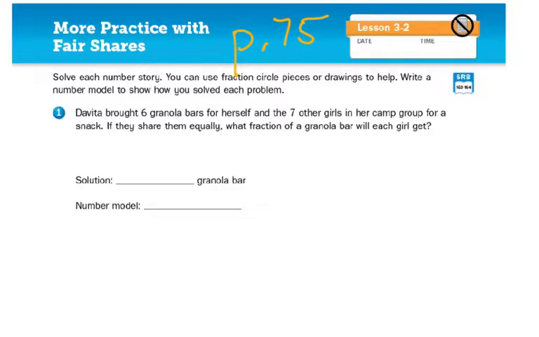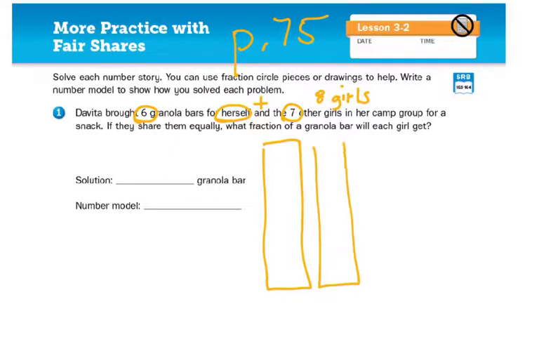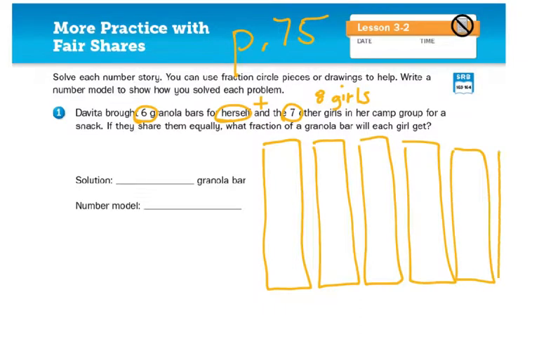So number 1, Davida brought 6 granola bars for herself and the 7 other girls in her camp group for a snack. If they share them equally, what fraction of a granola bar will each girl get? Remember, there are 6 granola bars, but there's 7 plus herself, so there are 8 girls. Be careful with that one. So let's go ahead and take the 6 granola bars. And we're going to divide them each into 8 equal parts.